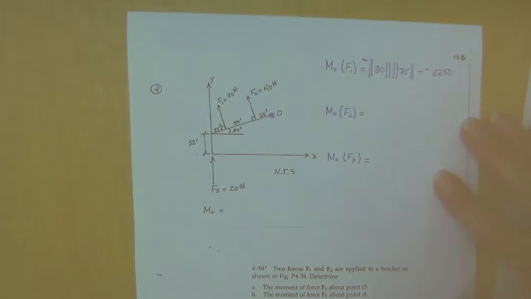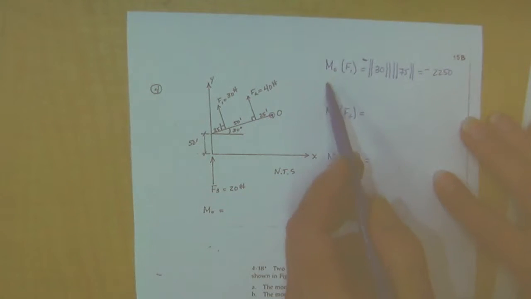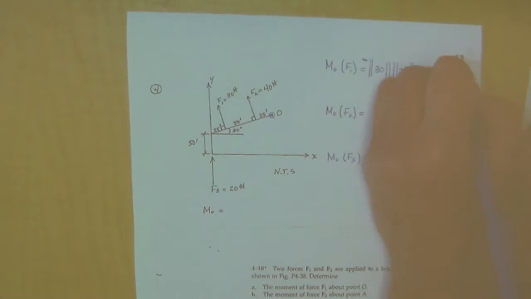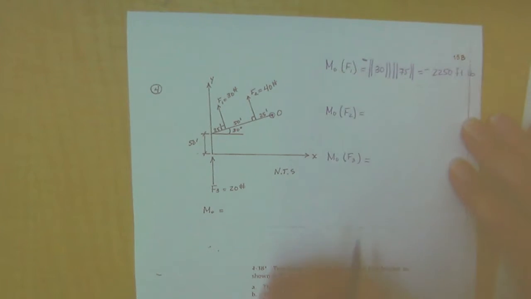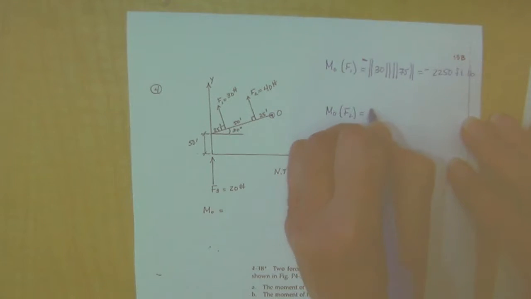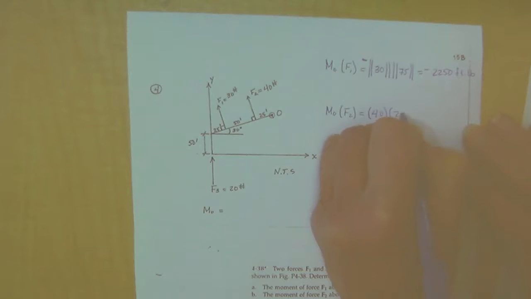2250, and what is the units? Just pounds? Foot pounds, right? Foot pounds. So for English units, we always say the distance first. Kenzie? On to the next one. F2 is? 40 pounds times 25. Great.